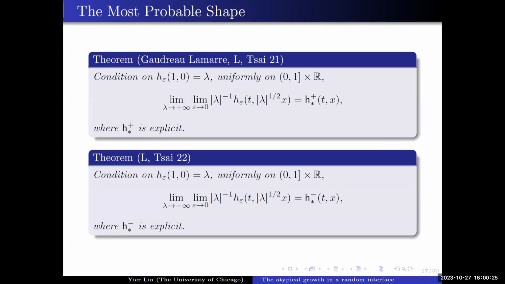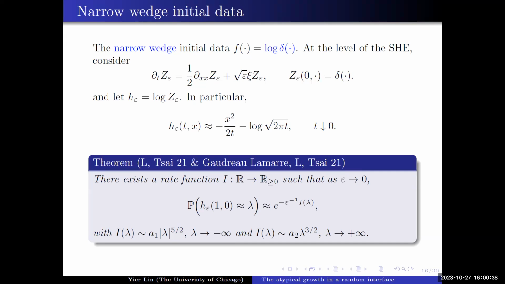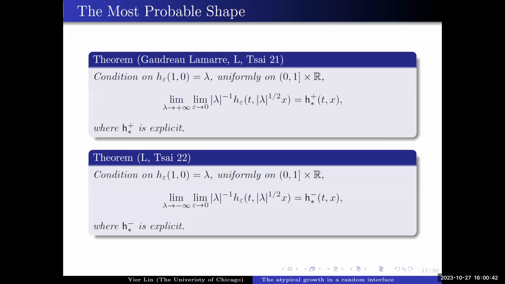And I let the noise go to 0 and let this value we're conditioning on go either to infinity or minus infinity. It's exactly the same regime where we have studied the tail, okay? Go very negative or go very positive. And we can show that the space-time trajectory will converge to some deterministic path. And okay, I will tell you what these paths are, but they're explicit and not hard to describe.